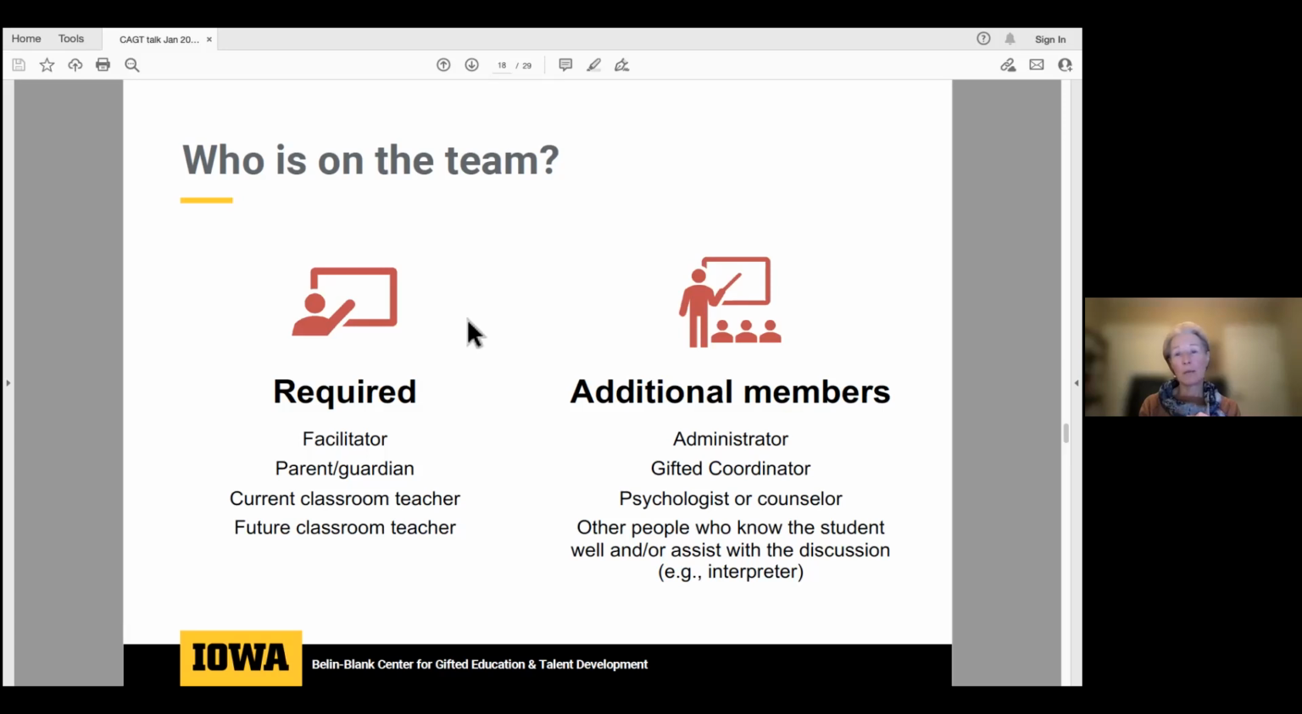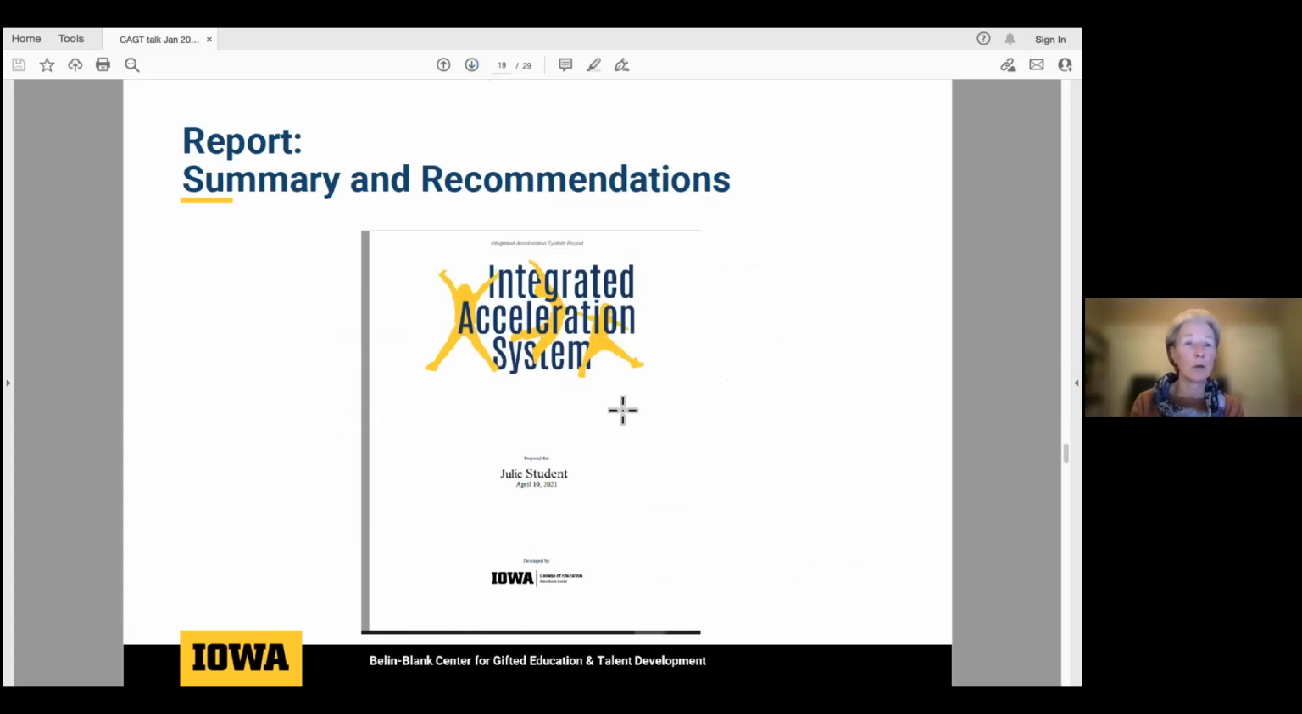Even some of you who may be more familiar with the paper and pencil product that was also produced by my colleagues and myself at the Belin-Blank Center, the Iowa Acceleration Scale, they're not the same thing, but they're related. It requires that a team meets. That team is really important because it should not just be a decision made by one person. It's not just the parent who goes in and says, I want my child to be accelerated. It has to be a consideration of many different facts. In addition to the parent and the current teacher, the future classroom teacher is really important to include as part of that team conversation. In the end, you get a report that summarizes the discussion and all of the information that's been put in as part of the integrated acceleration system. That report tells you whether or not it's a good match.